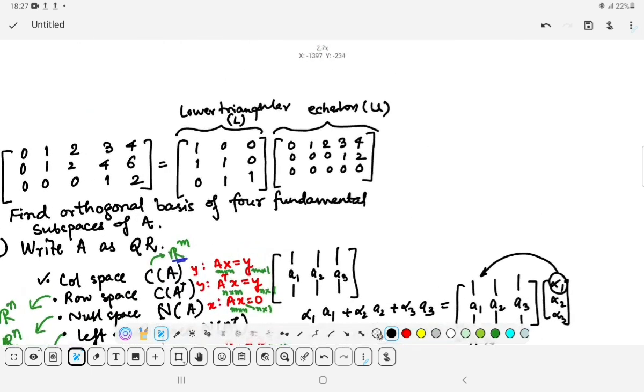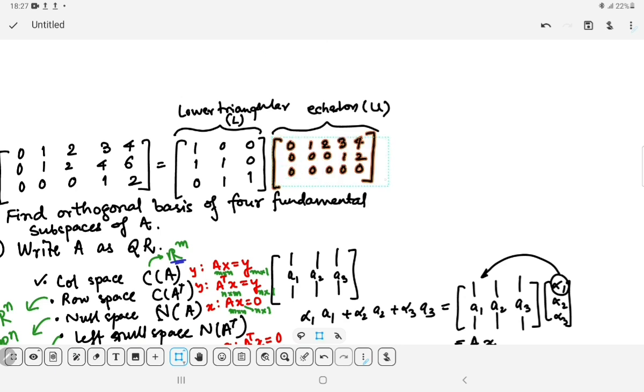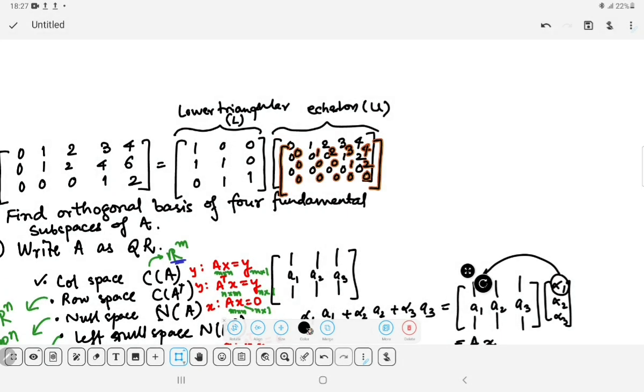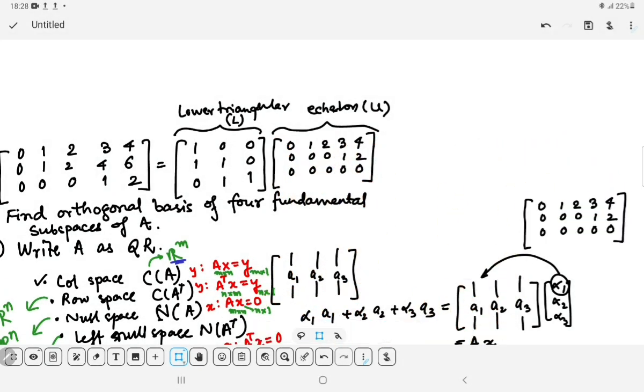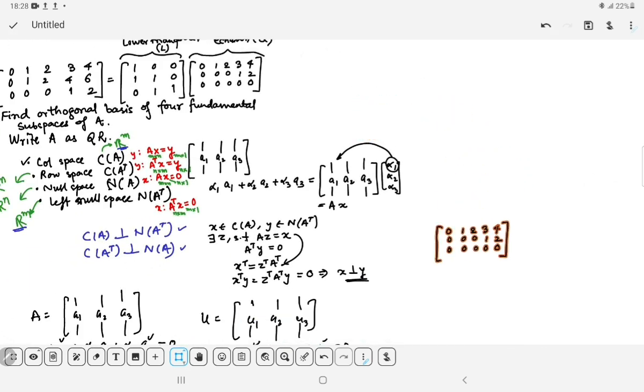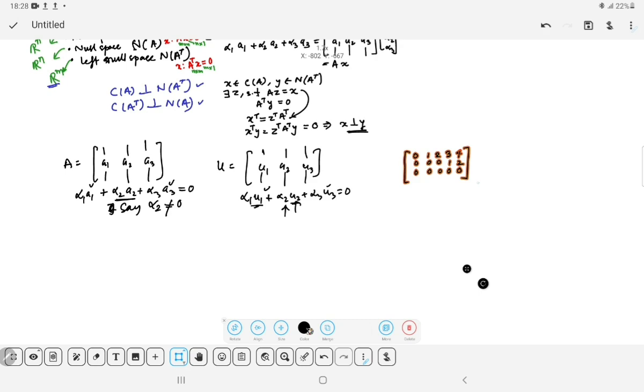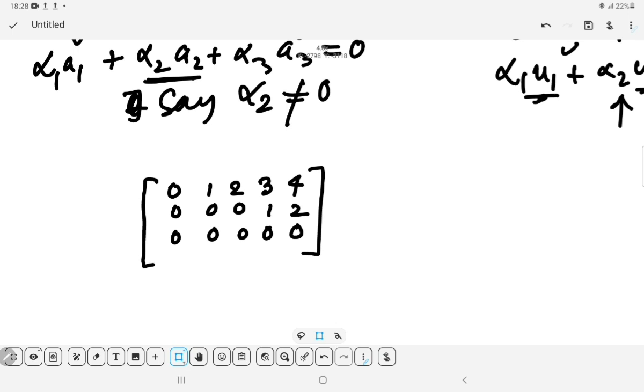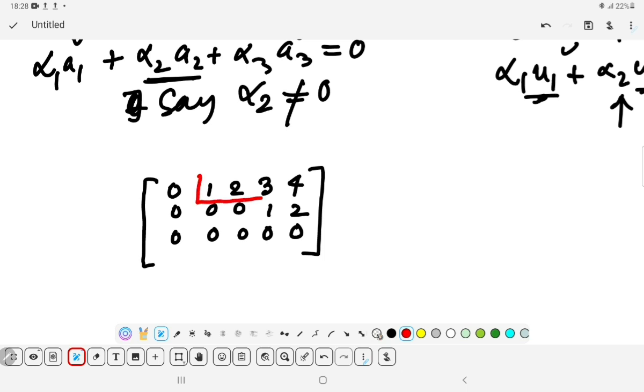So if this is my echelon form, now what we need to do is identify the pivot columns. Here we can draw a line like this, and this column here and this column here, these are the pivot columns. I claim that any other column I can represent as a linear combination of these two columns.